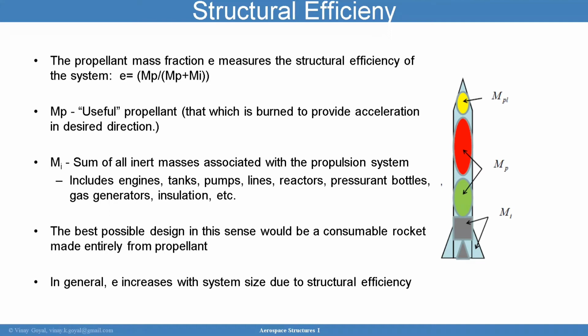And what I mean by that is the structural components. So, for example, the engines, the tanks, the pumps, the liners, the reactors, the propellant bottles, the gas generator, the insulation, all the electrical connections, all the construction of the rocket, that's the inert mass. And it's called inert mass because it's not expended. Only the propellant is expended. And so the best possible design in this sense would be a consumable rocket that's made entirely from the propellant. In general, as you increase system size, you get much higher structural efficiency E.